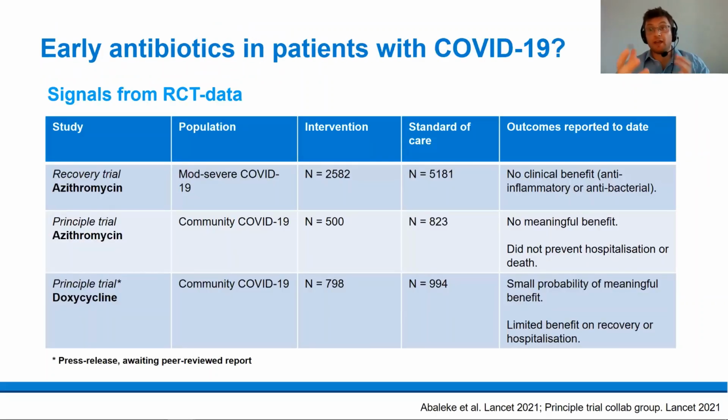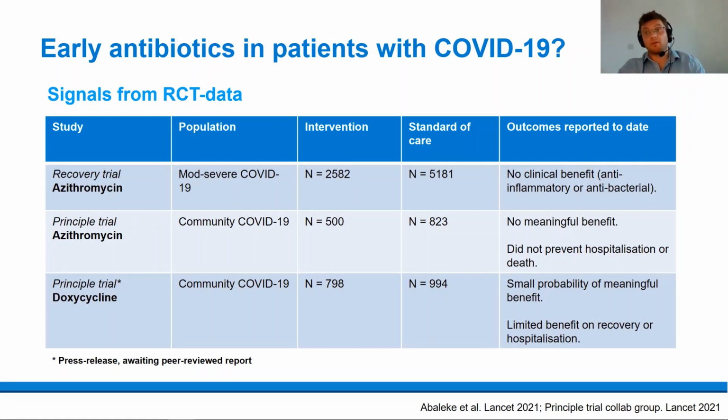And to try and triangulate this a bit, we're now also seeing some really interesting data from RCTs. In terms of acute care, we had the RECOVERY trial, which several months ago now reported on the use of azithromycin in patients with moderate to severe coronavirus, comparing about 2,500 patients who received azithromycin versus over 5,000 patients who received just standard of care, demonstrating no clinical benefit, whether anti-inflammatory or antibacterial, in outcomes of COVID-19.